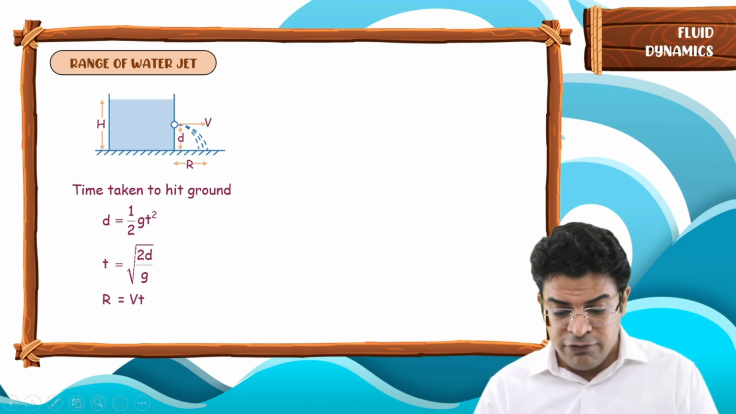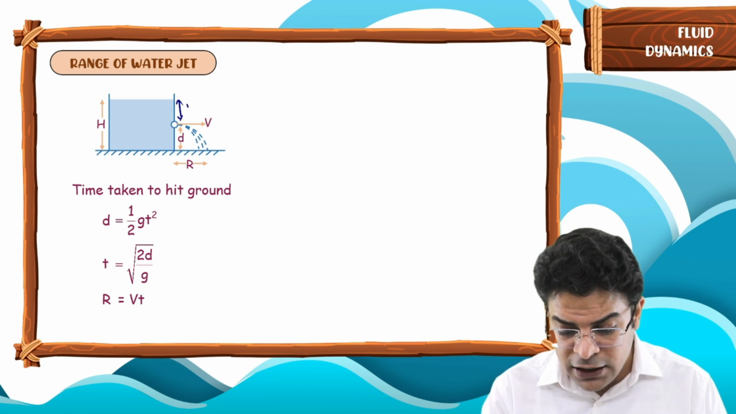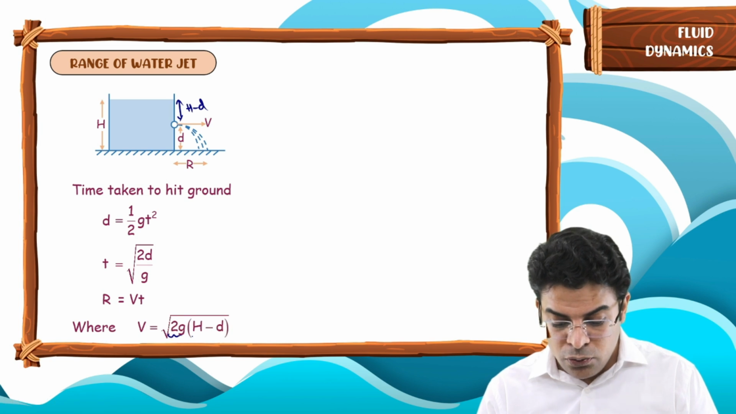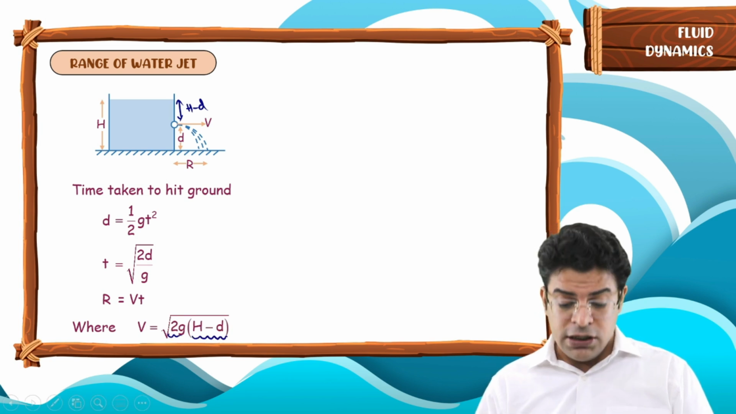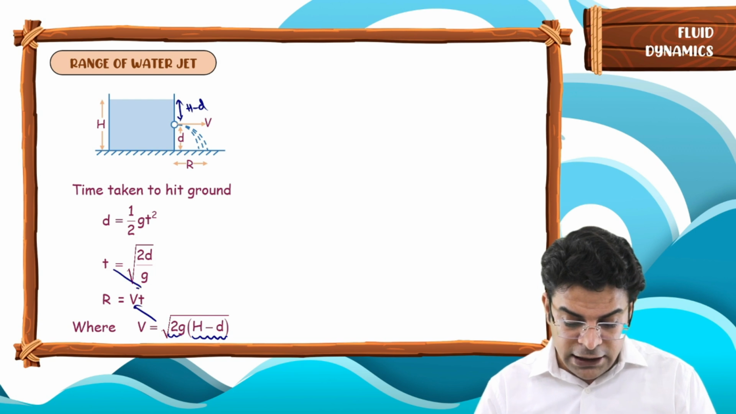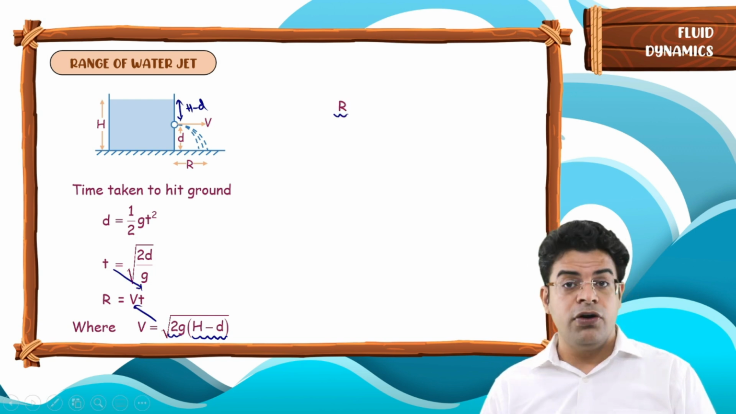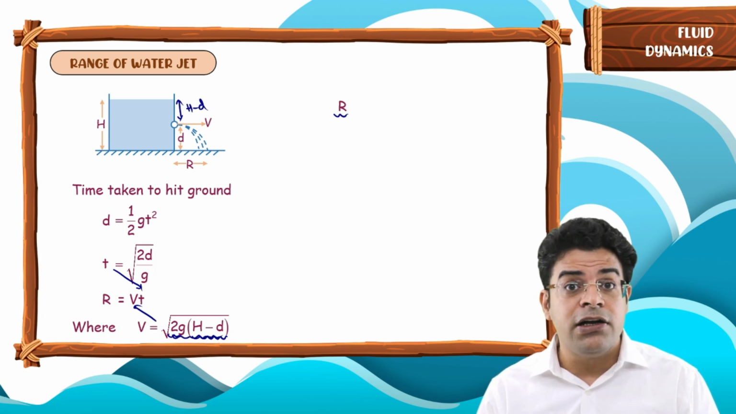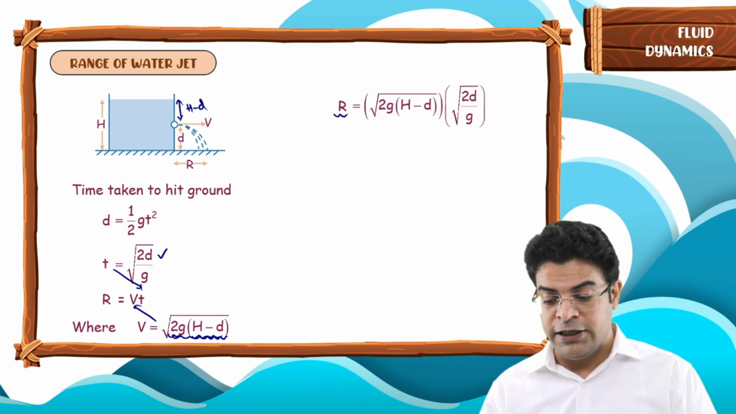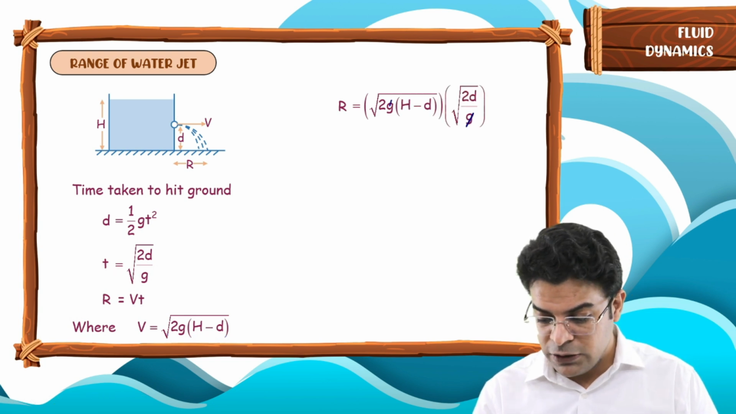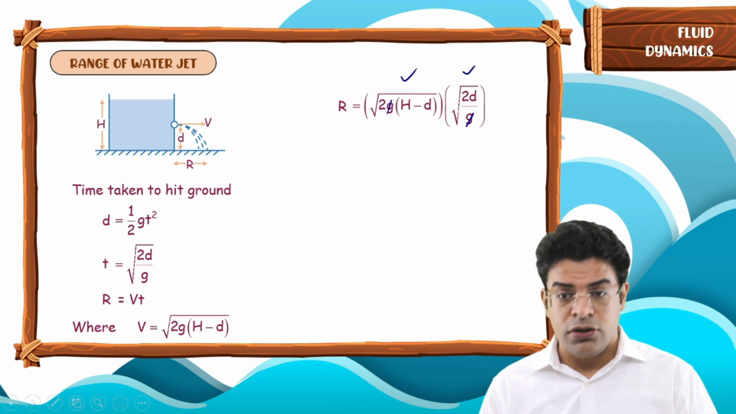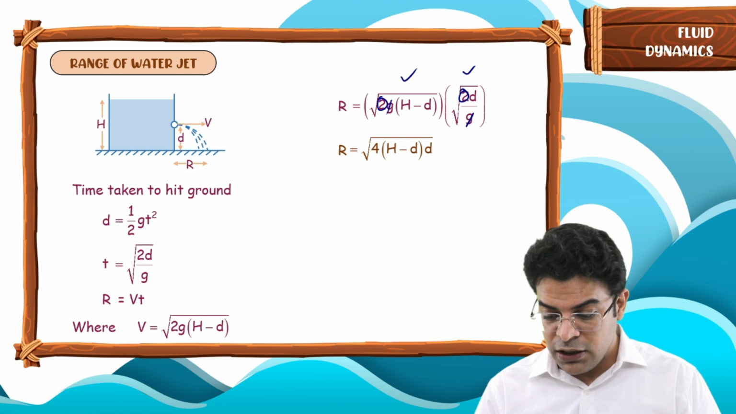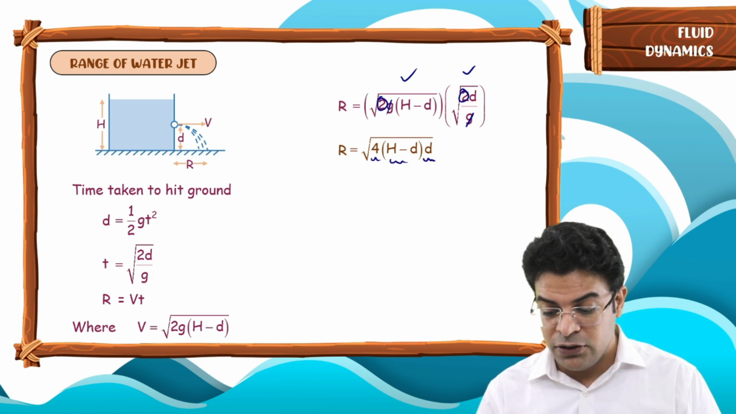The velocity will be how much? Since we have made the hole at a depth h minus d, the velocity will be equal to root of 2g into h minus d. Substituting the value of velocity and time, we get the range equal to root of 2g(h minus d) multiplied by the time taken to fall, which is under root of 2d by g. Now, you can cancel out this 2 and 2. Both the quantities are in root. This root 2 and root 2 after multiplying will give you root 4. So you will get range equals under root of 4 into (h minus d) into d.